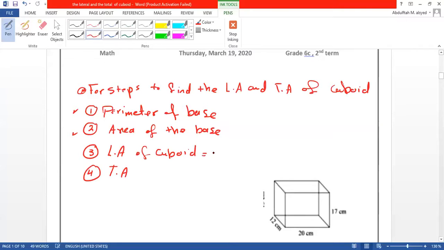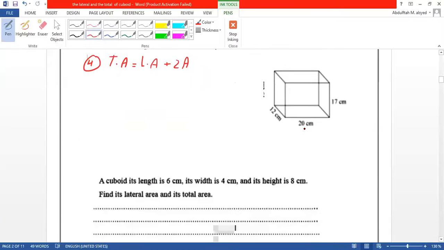The lateral area, as we have said, is perimeter times the height. Also, you have to find the total area of the cuboid, which is lateral area plus 2 times the area of the base, using the length, the width and the height.